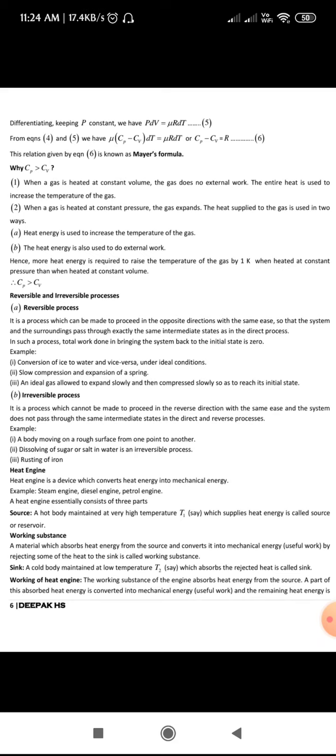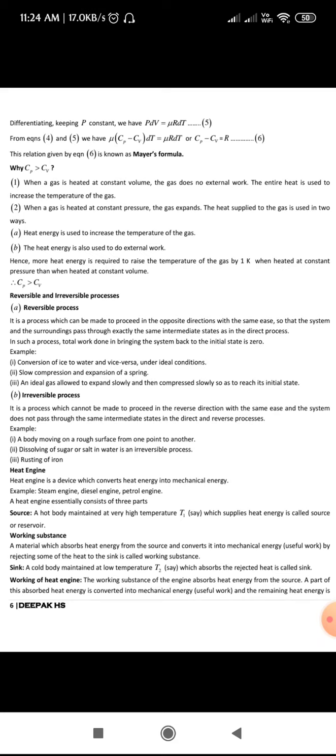Similarly, the second example is nothing but slow compression and expansion of a spring. So when you take a spring, you compress it and expand it. Even that is an example for a reversible process, undergoing certain states so that you can bring back the system to its initial state. That is called the reversible process.